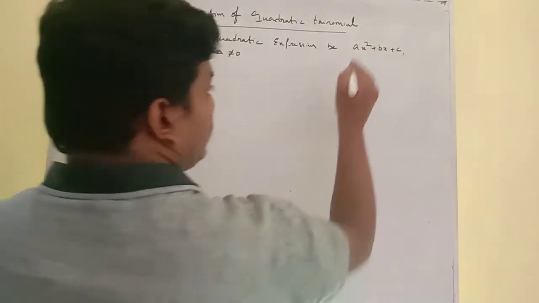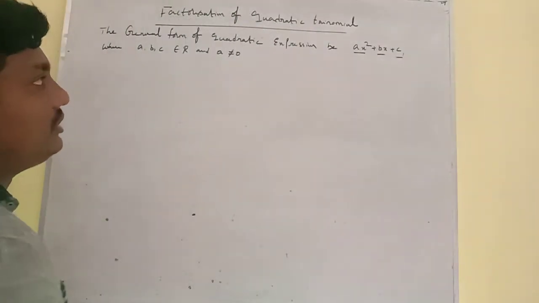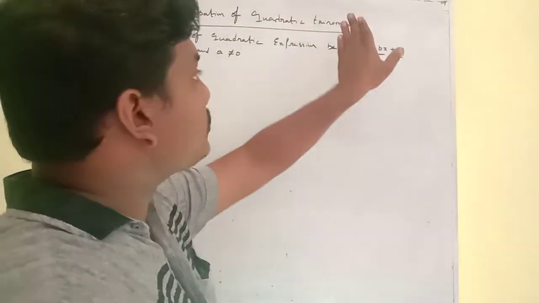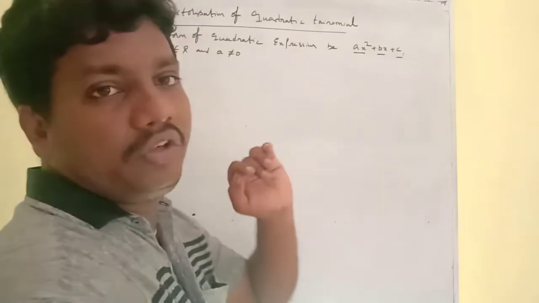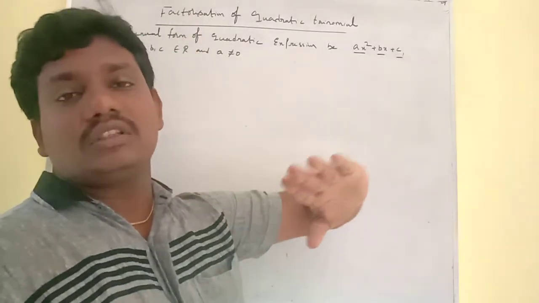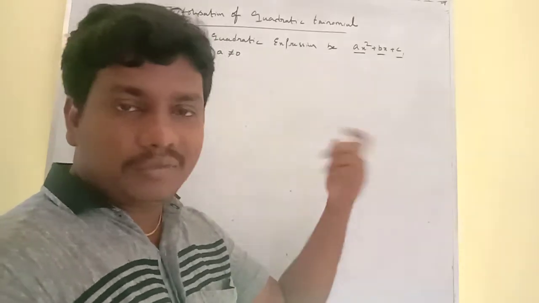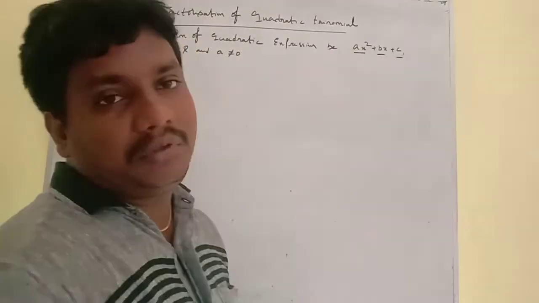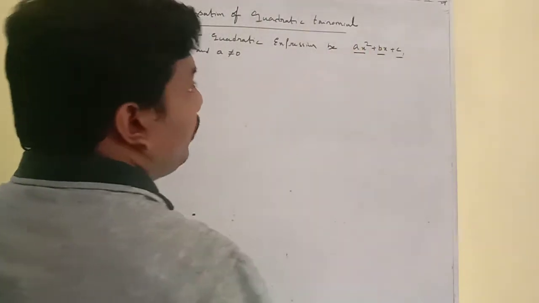Now here three terms are there: ax square plus bx plus c. That is called a trinomial. So we can say this is a quadratic trinomial. That means a quadratic polynomial can have at least one term, and at most three terms, that is ax square plus bx plus c. That is called a quadratic trinomial.